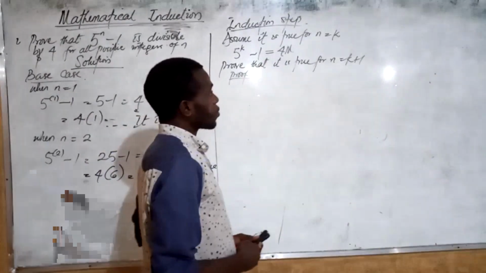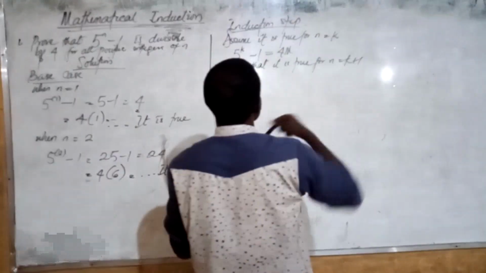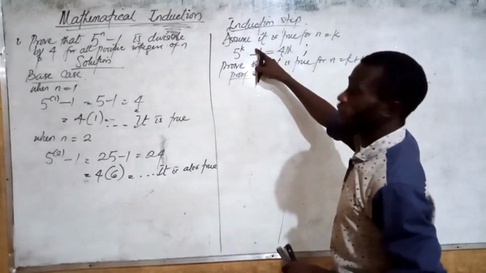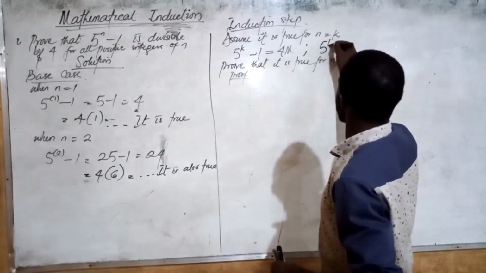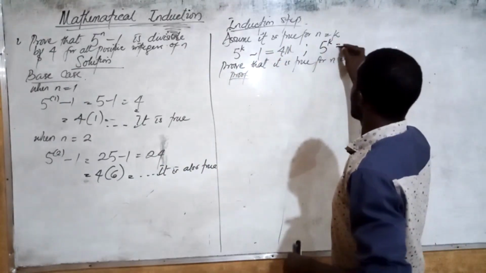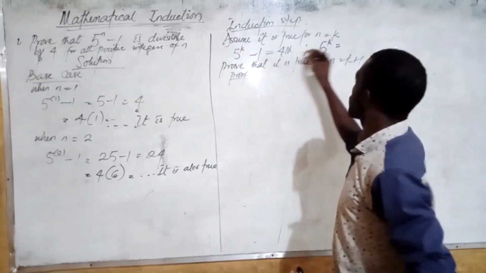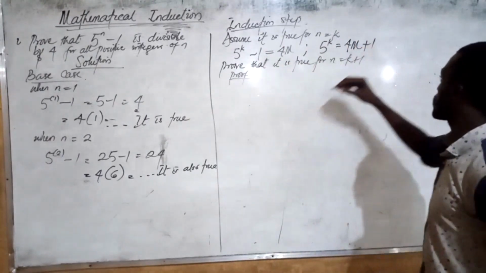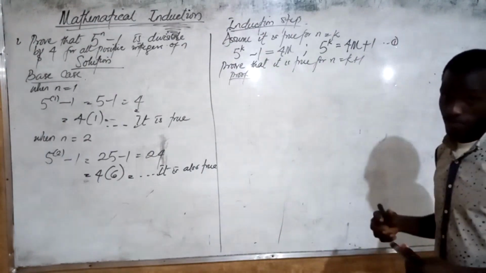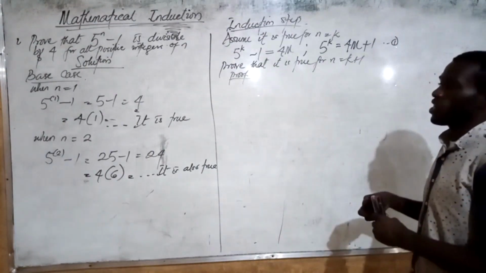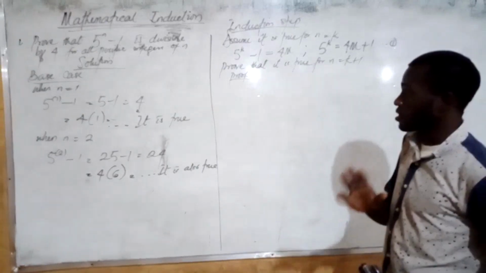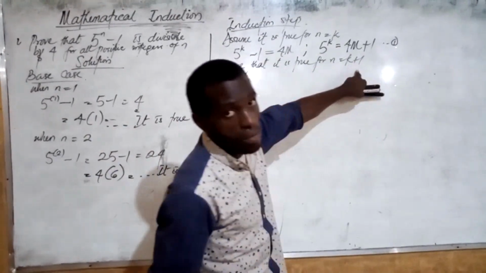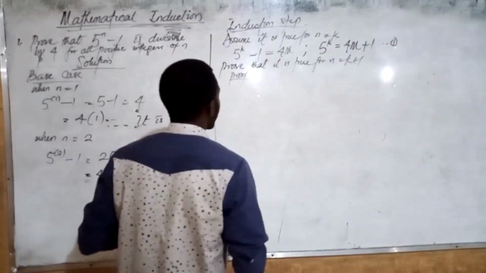One thing that we should now do from here is to bring this number here so that we have 5 raised to the power k rather, to be equal to 4n plus 1. So this becomes like our equation 1. Now the essence of doing this is for substitution's sake, and you're going to understand it very soon. So we want to now prove for k plus 1. How do we prove for k plus 1?